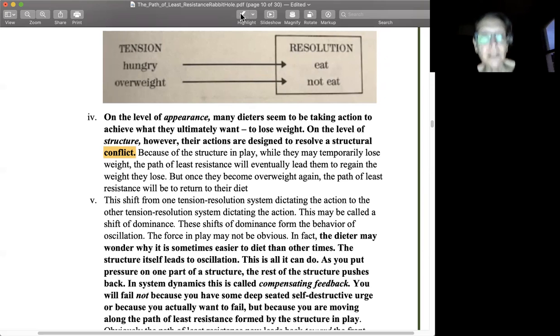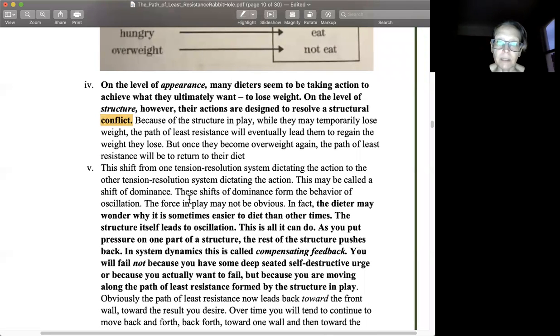This shift from one tension resolution system dictating the action to the other tension resolution system dictating the action may be called a shift of dominance. These shifts of dominance form the behavior of oscillation.